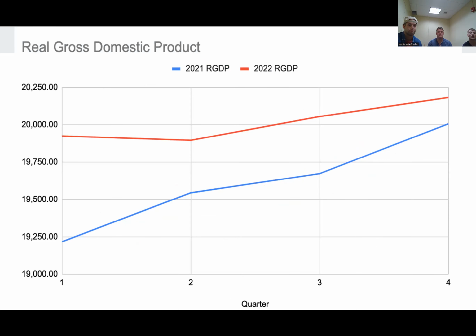So this graph shows 2022 and 2021 real GDP next to each other. 2021 real GDP was increasing more steadily over the quarters. We believe this was in response to the great dip that it took in 2020 as a result of COVID. And then we can see that 2022 real GDP had a shallower slope, so it was increasing at a lesser rate, but it was still increasing over the 4 quarters.